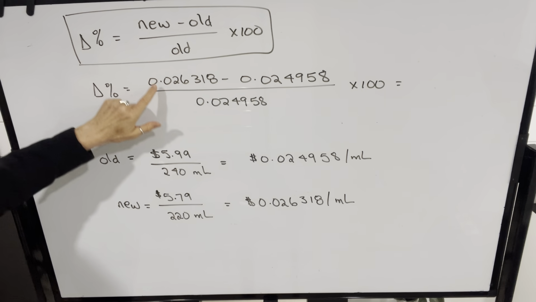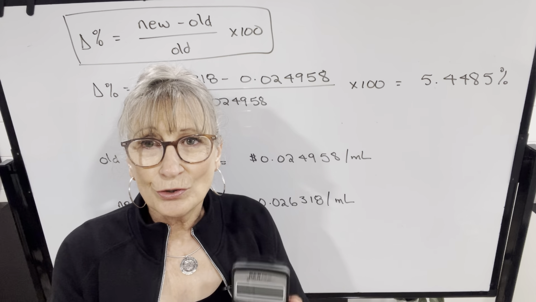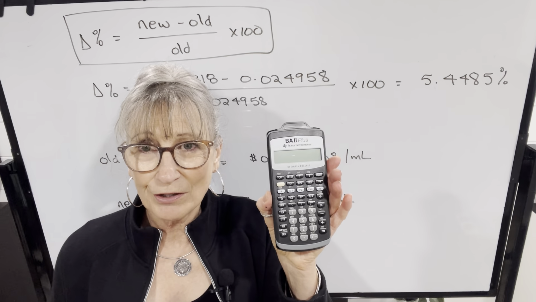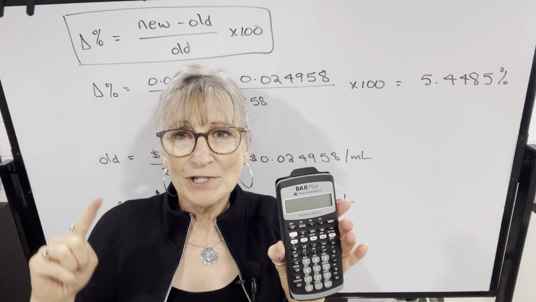But an even better idea is to actually use the percent change function on your calculator. So let's redo these 4 examples using the percent change function on your business analyst calculator. Okay, our first example said an item increases in price from $400 to $500. What is the percent increase?